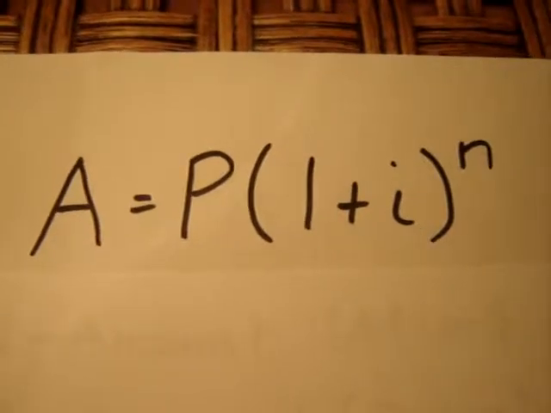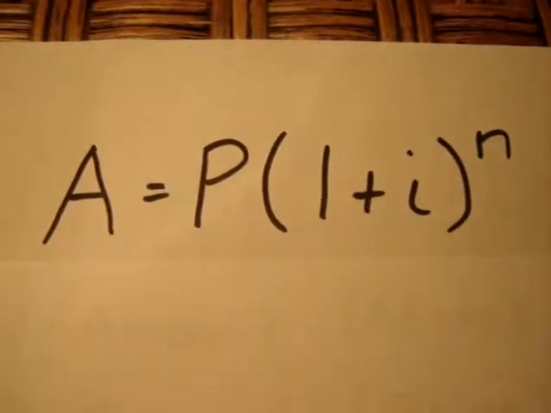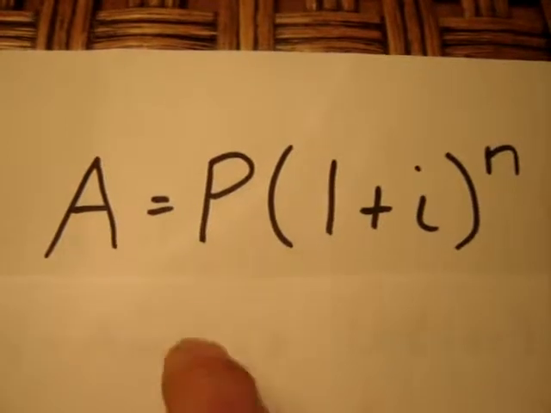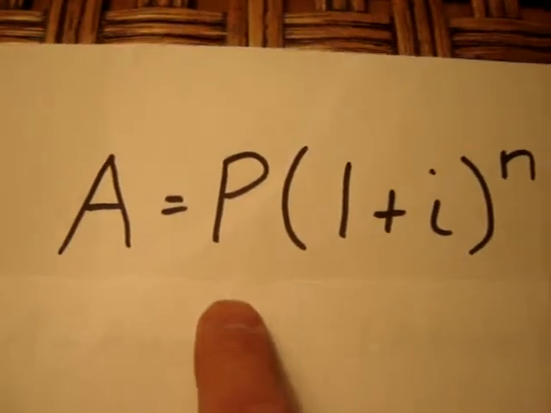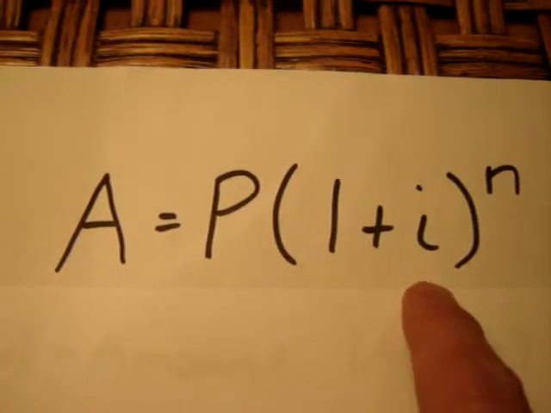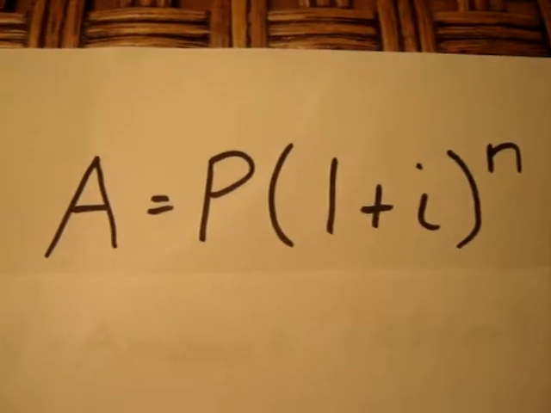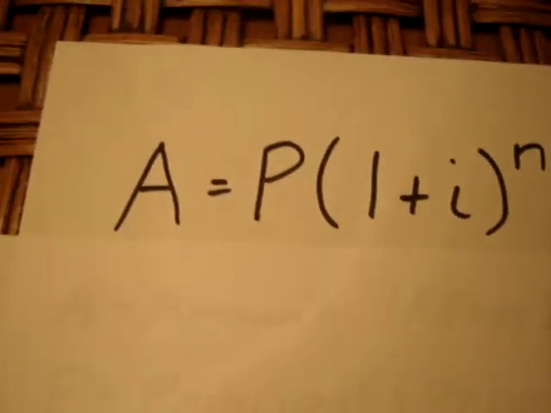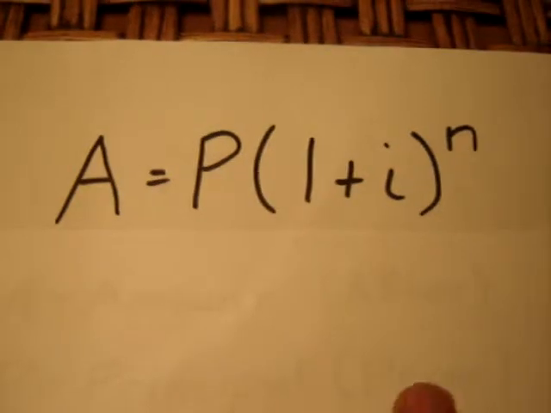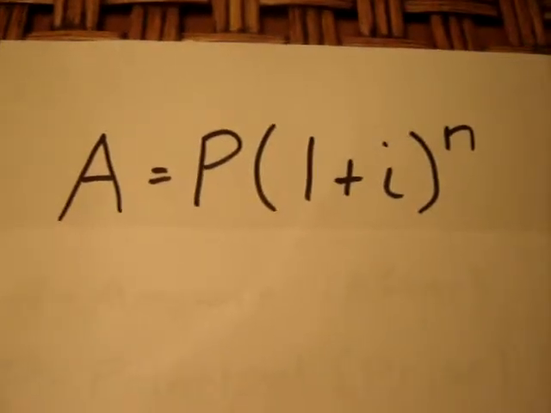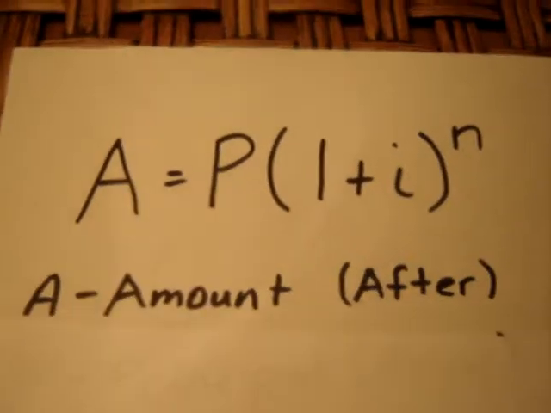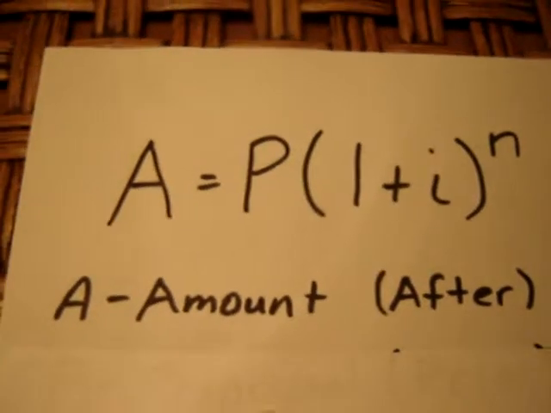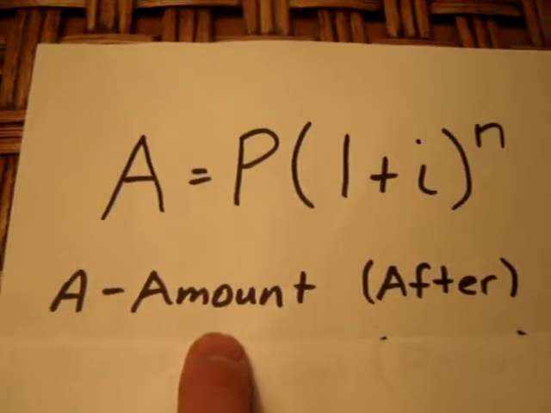Today we're going to discuss compound interest. The formula for compound interest is A equals P(1 plus i) to the exponent n. Now you might want to know what each of these variables represents. Well, A represents the final amount of money that's in the bank account.